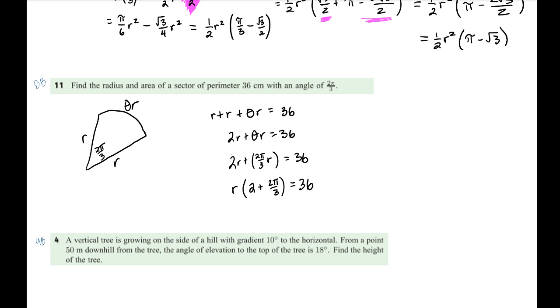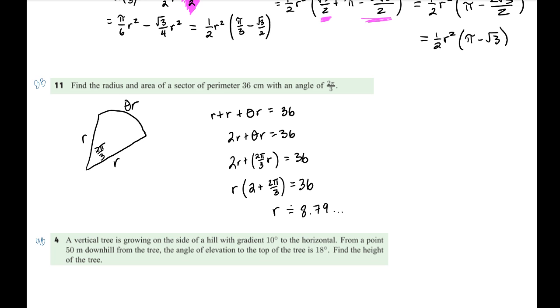Two pi divided by 3. And so I get 4.09 for that. So I'll take 36 and divide it by that number. Oh, whoops, I should press divide first, otherwise that doesn't work out. And I get that r is approximately 8.79, roughly.